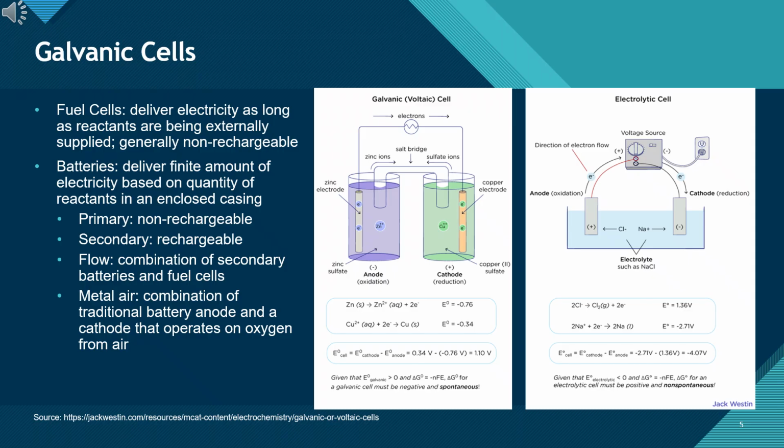Flow batteries. These combine characteristics of secondary batteries and fuel cells by storing reactants in external tanks. Metal air batteries. Use a metal anode and oxygen from the air as the cathode reactant. Knowing these categories will help you place different battery technologies in context as we move forward.